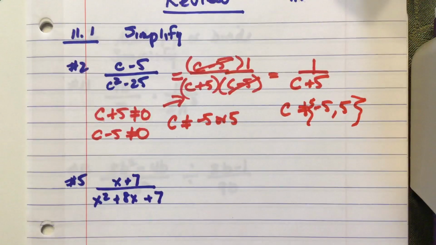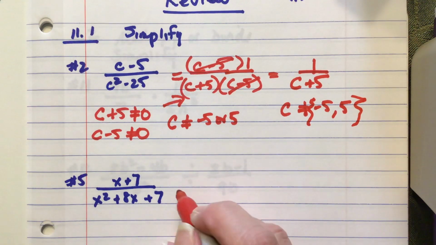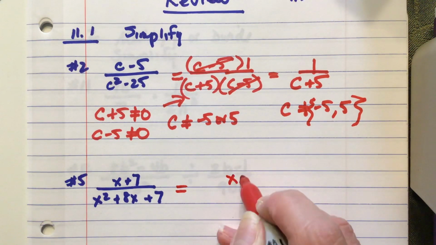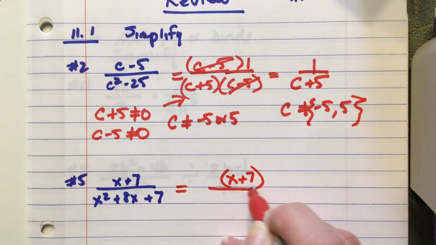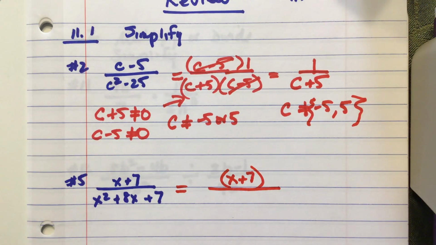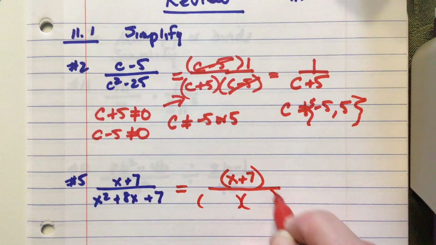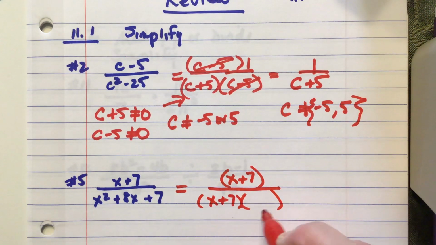Now in the next one, we're going to do the same process. We're going to factor, check our denominator, simplify. On the top, there's nothing I can really factor, so I'm going to leave it x plus 7. And on the bottom, I can factor that to be x plus 7 times x plus 1. So those are my two factors of the denominator.